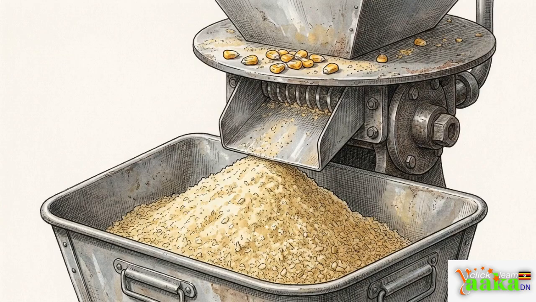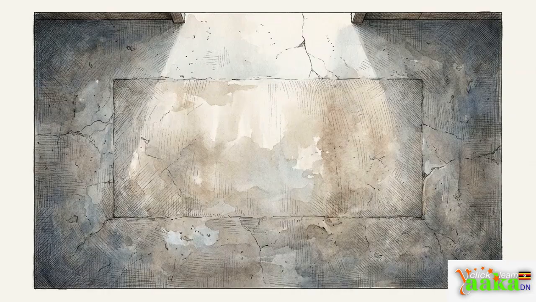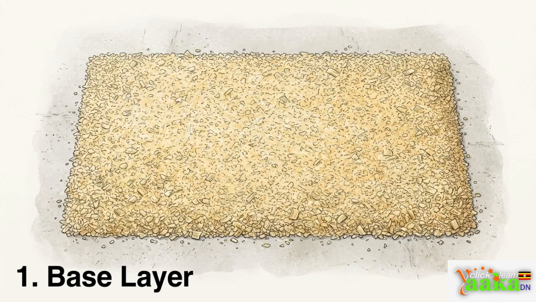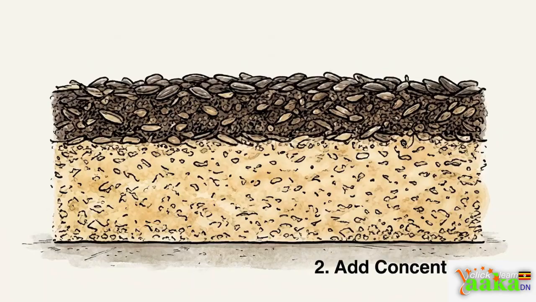Before you mix, harder ingredients like maize bran should be ground into a coarse meal to increase their surface area and improve animal digestion. When you mix, use the layering method. Lay out your largest volume ingredient first to act as the foundation. Here, you spread the 120 kilograms of maize bran evenly across a clean floor.